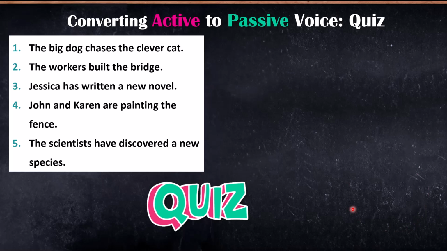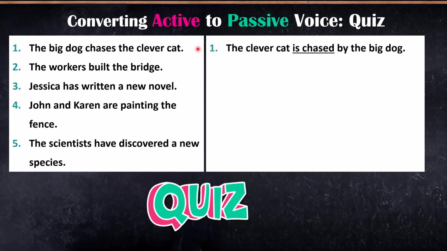Okay, let's correct these together. The first one is in the present simple tense. The conversion is the clever cat is chased by the big dog. Number 2 is the past simple. So we must convert it, and it also must remain in the past simple tense. The bridge was built by the workers.